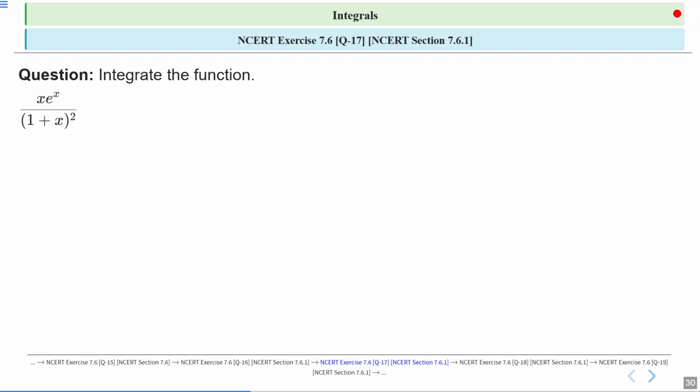The next question is, we have to integrate the function x into e^x by (1 plus x) whole square. Just think, can we apply the special case or do we have to solve by the by parts method?